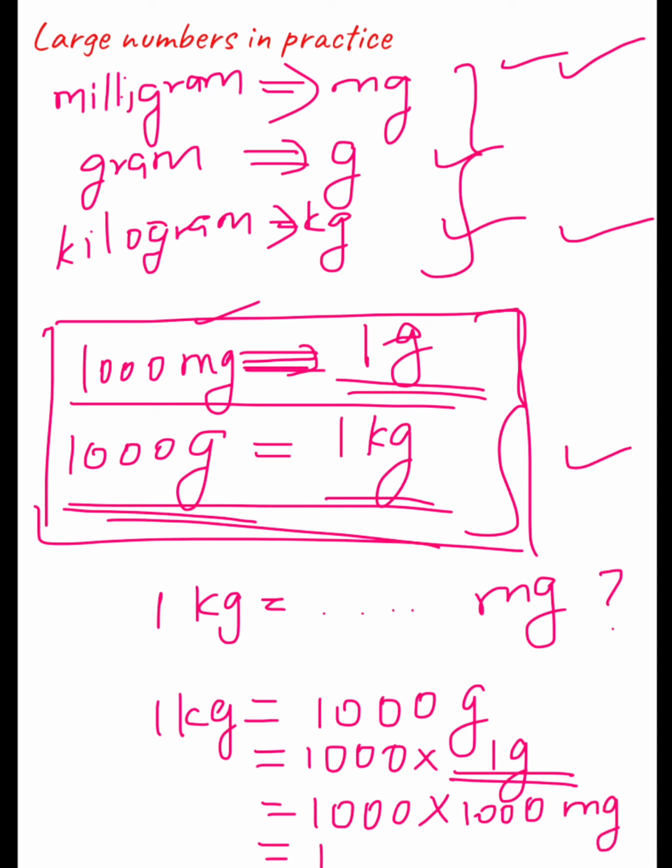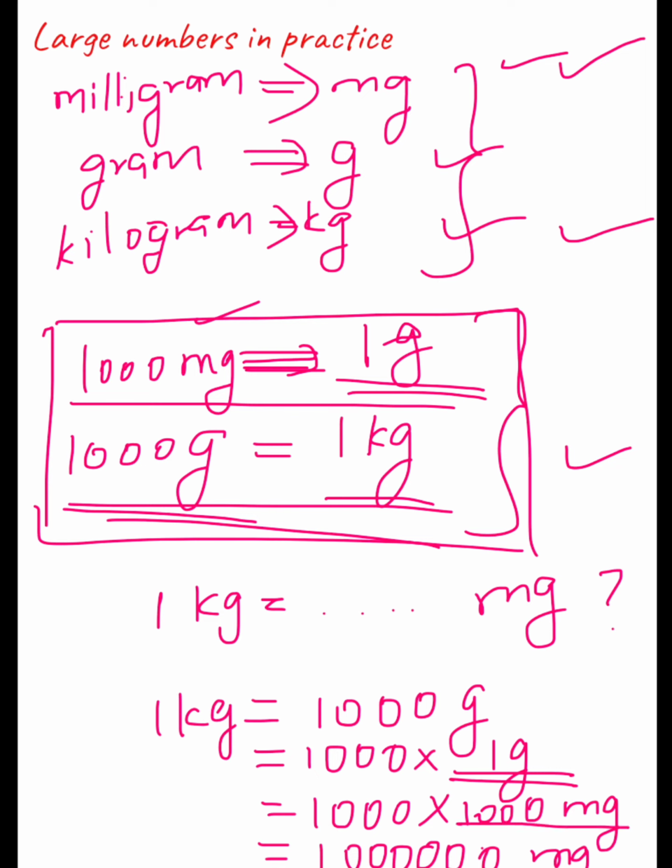So you can say that 1 kilogram equals 1000 into 1000. What is 1000 into 1000? It is 10 lakh. So 1 kilogram equals 10 lakh milligram. In this way you can convert 1 kilogram to milligram.